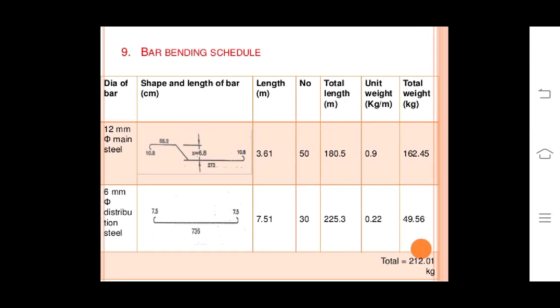Now, we will see more examples on bar bending schedule. This is the simplest example for slab designing, which doesn't have any complex type of reinforcement in it. Now we will solve the problems for beams and retaining walls, etc.